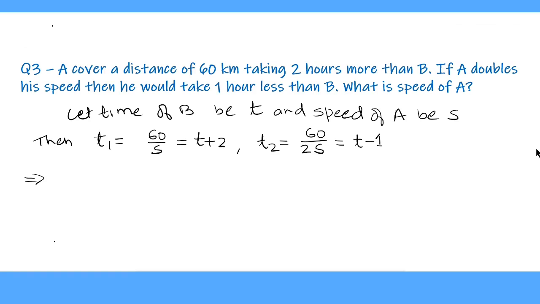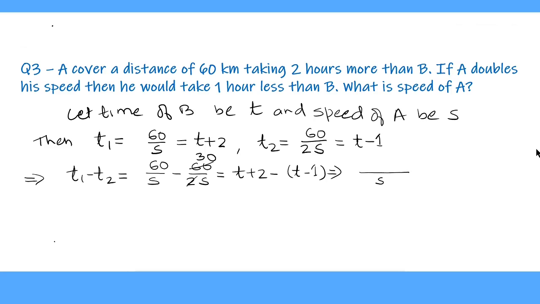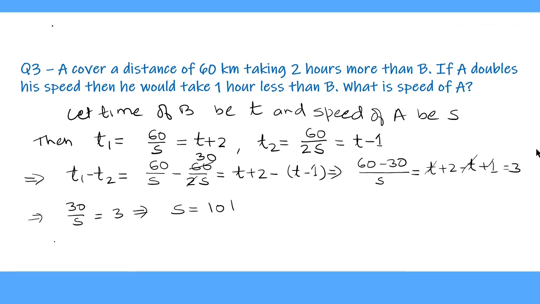Now if we subtract t1 minus t2, this is equal to 60 upon s minus 60 upon 2s, which is equal to t plus 2 minus, within bracket, t minus 1. We cancel 2 of the denominator with 60 of the numerator, which is 30 times, and we take the LCM s: 60 minus 30 equal to t plus 2 minus t plus 1. We cancel this plus t and minus t, and this is equal to 3. Now 60 minus 30 is 30. So 30 upon s equal to 3. This gives s equal to 10 km per hour. So speed of A is 10 km per hour.